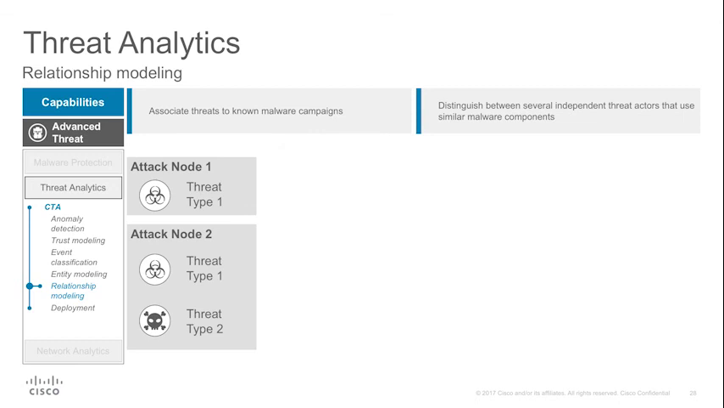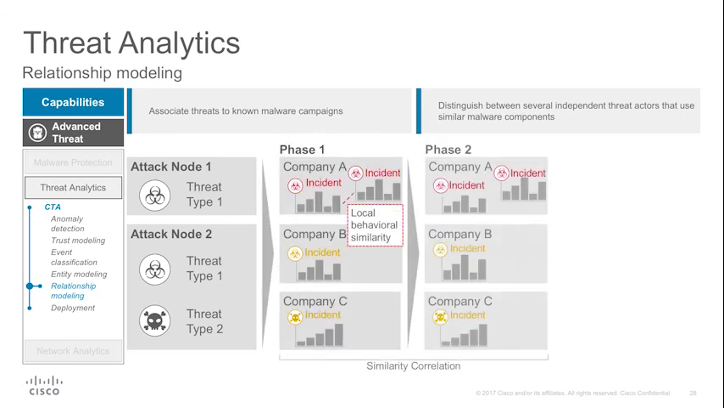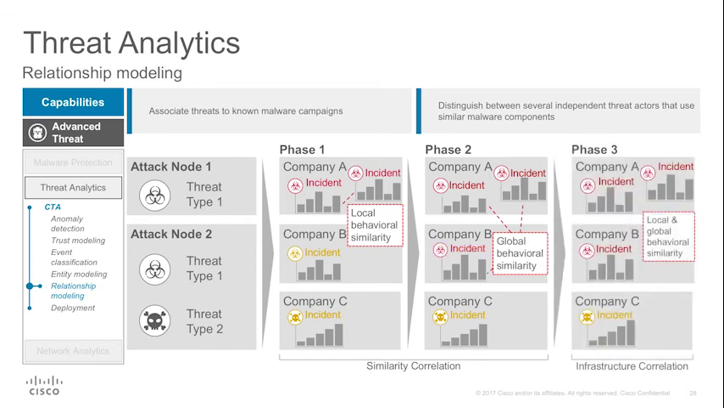In this example, at Company A, 2 incidents of threat type 1 are attributed to the same attack node. The attack node is either a domain or IP address. These 2 incidents are linked based on the local behavioral similarity of the threats. At Company B, an incident of threat type 1 is attributed to a different attack node. This incident is linked to the incidents at Company A based on global behavioral similarity.